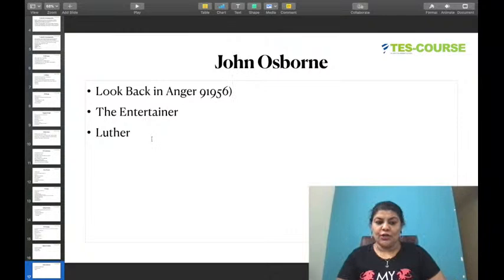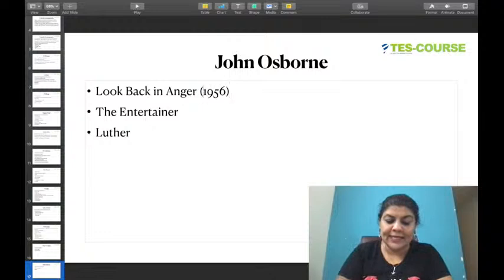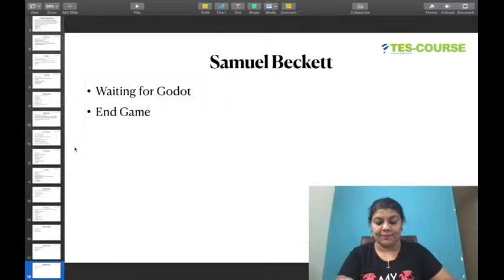Look Back in Anger has four characters: Jimmy Porter, Alison, Cliff and Helena. Wonderful. Then, The Entertainer, what is the name of the protagonist? Archie Rice. Archie Rice is the entertainer. Music hall is declining at this time.